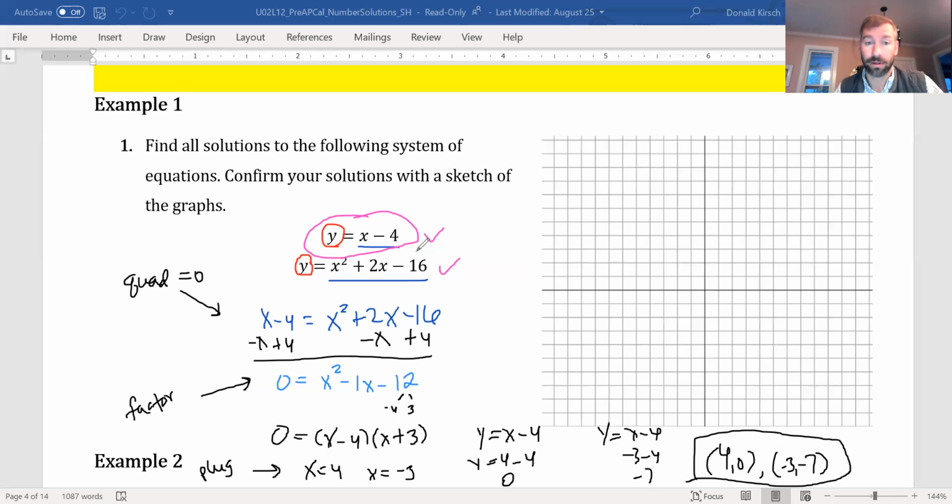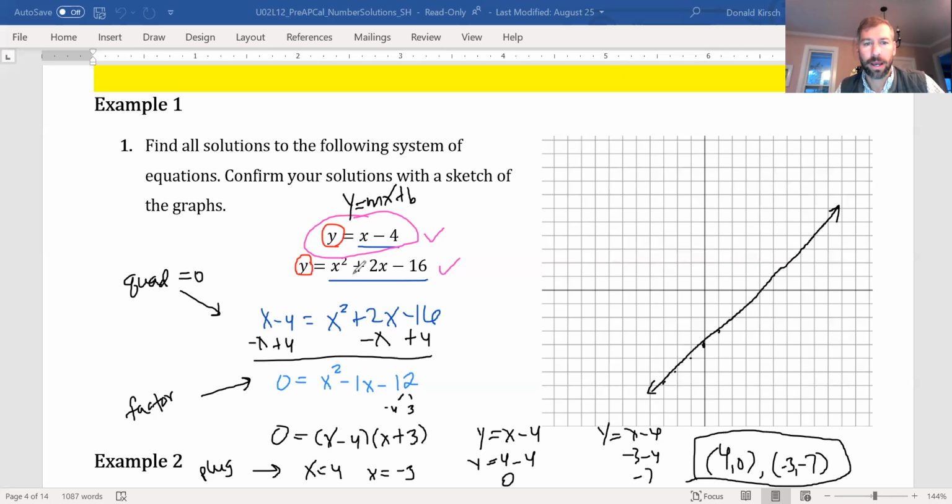When we sketch these, the first one, y equals x minus 4, is a linear equation with a slope of 1 going through the -4. Okay, so I'm going up 1 and over 1, starting with my y-intercept of -4. Remember, y equals mx plus b. Remember, rise over run for your slope. That's really a 1 over 1.